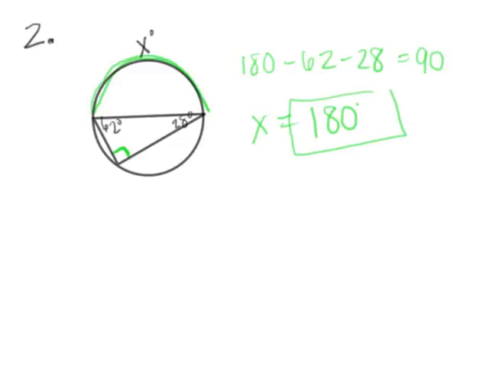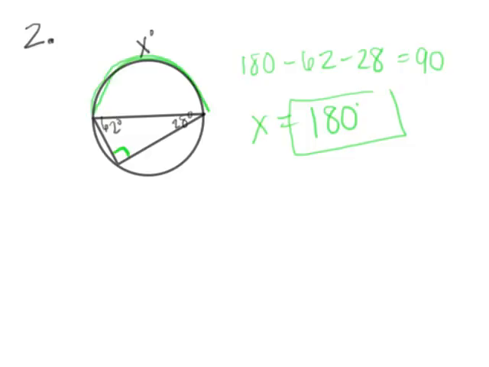Okay, and you could have checked that again by checking what this arc will be over here based off of the 62, and then this other arc off of the 28, and then you'll find that those add to be 180, leaving you with 180 for the rest of the semicircle, or the rest of the circle there.